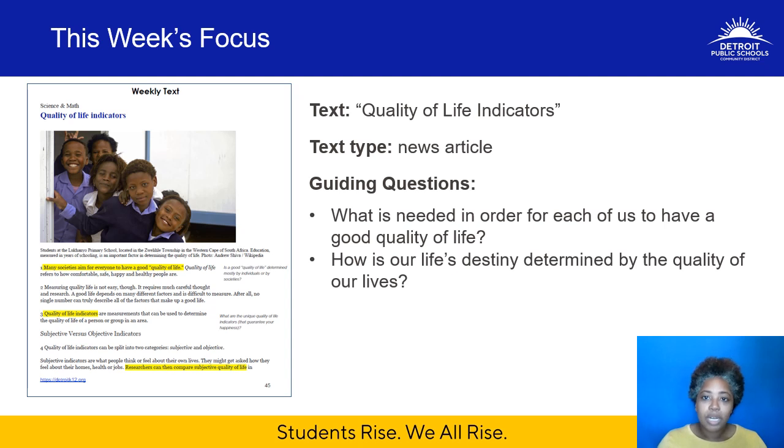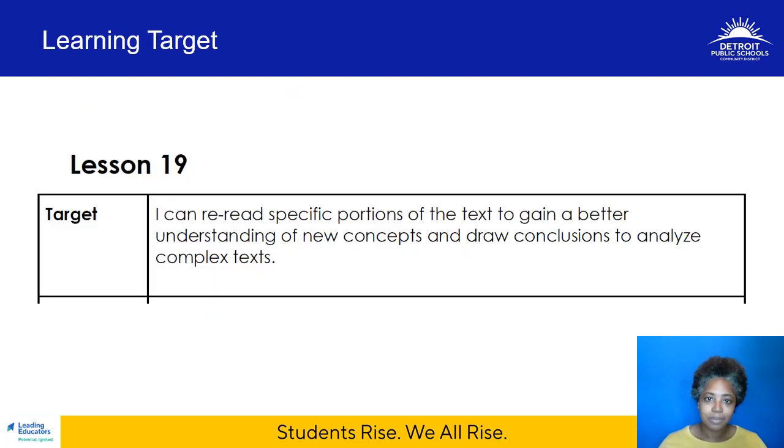Let's refresh our memory of what we're focusing on this week. We're continuing our study of the Quality of Life Indicators article with these 2 guiding questions in mind. What is needed in order for each of us to have a good quality of life? And how is our life's destiny determined by the quality of our lives?